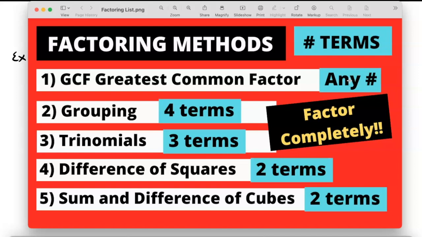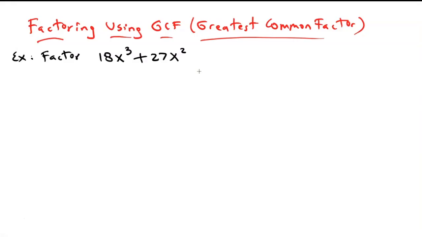Okay? The number of terms, why am I putting that? Is because people say, how do I know which of these methods to use? You count how many terms you have. If you have 4 terms, then you use grouping. You got 3, is a trinomial, right? But you always start with greatest common factor. So let's start with the greatest common factor.